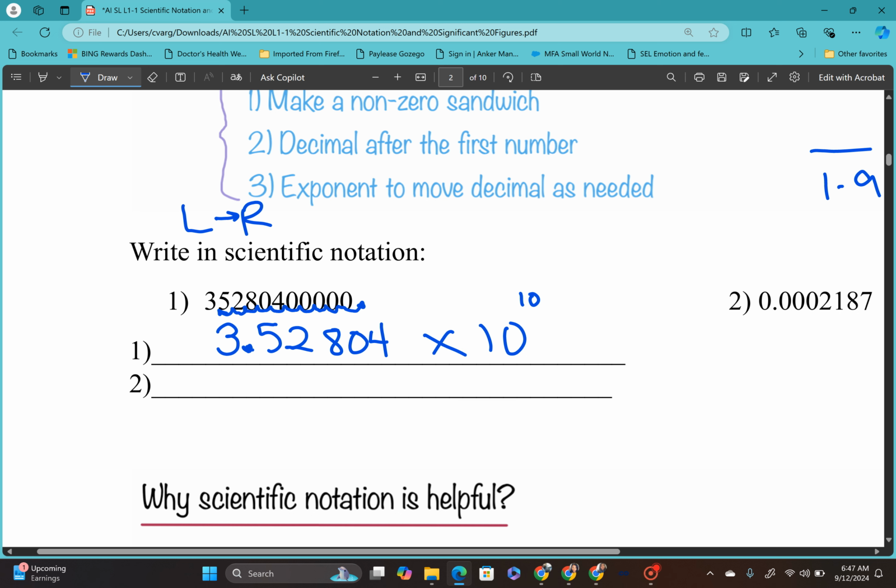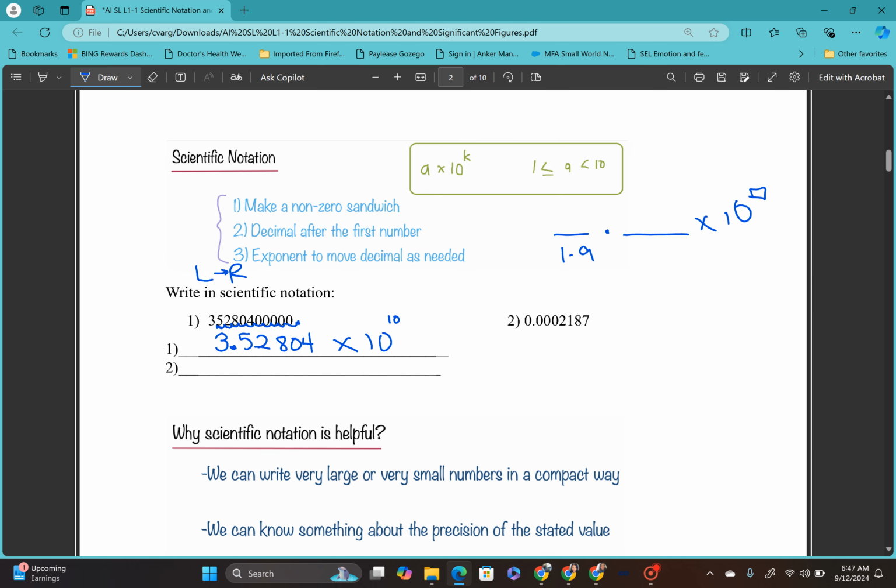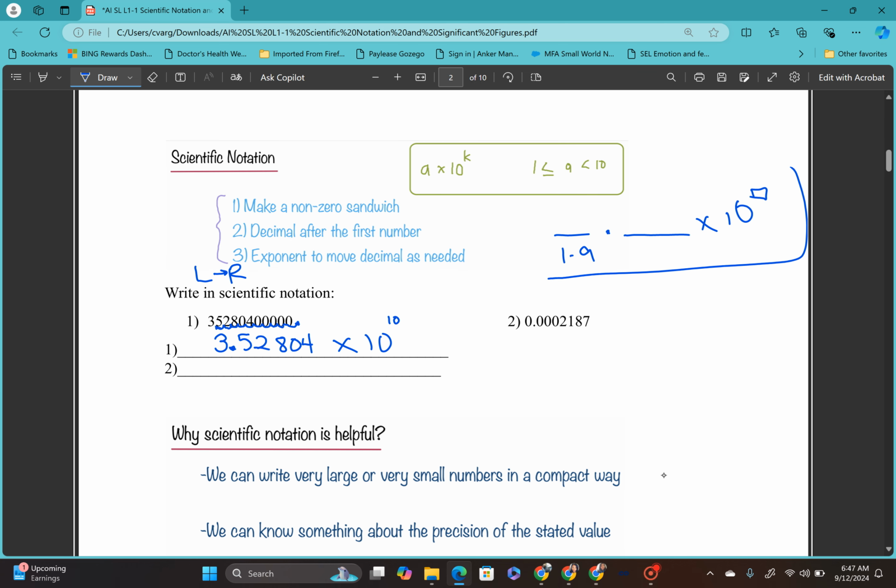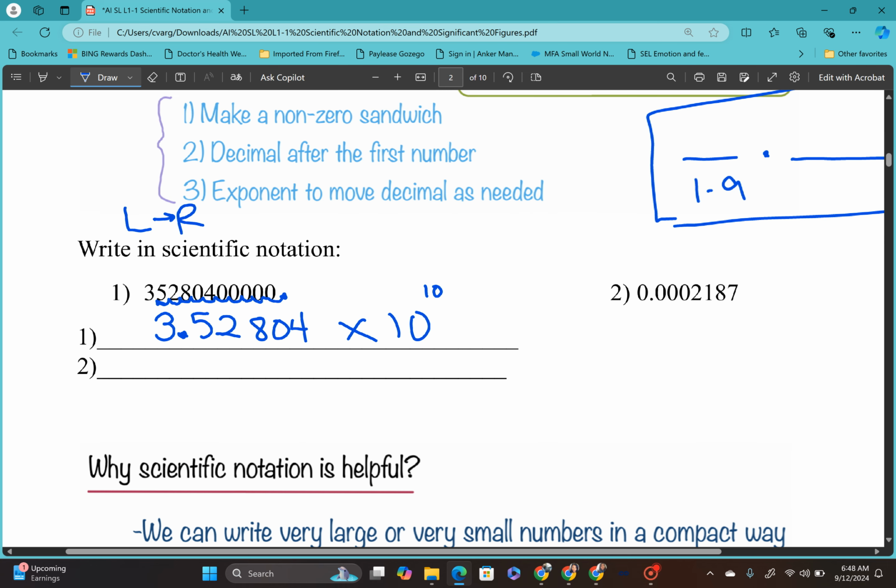Okay. So again, you look from left to right, the first number that you have that's between 1 and 9, just going back to what we wrote up here. Write down all the other numbers, put times 10, and then count decimal places to see how many times you need to move it from the end to between the 3 and the 5.